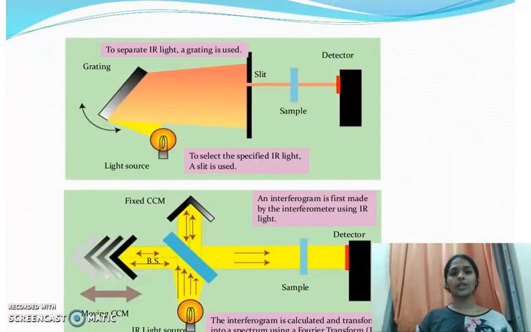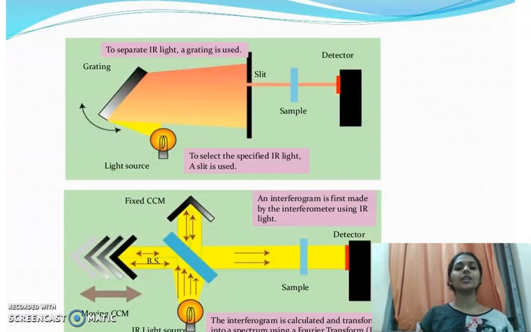So here you can see how the light from the source goes through a slit, reaches the sample and then reaches the detector, and how it is detected.